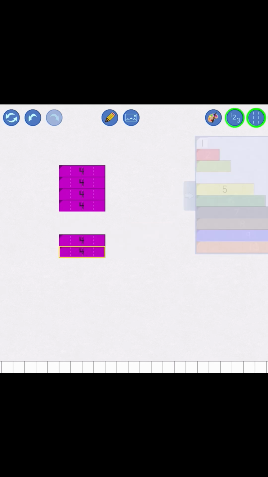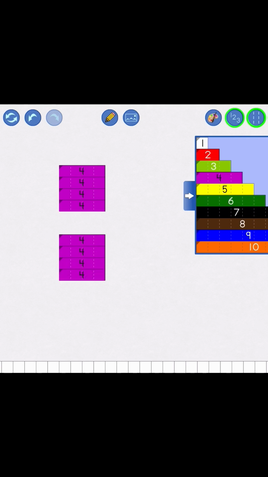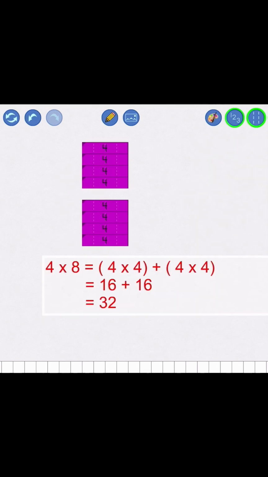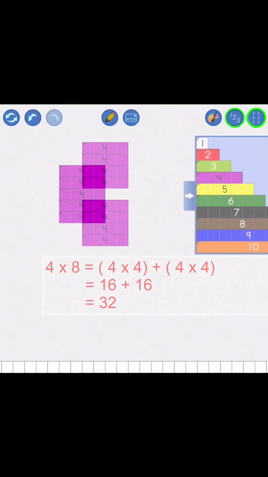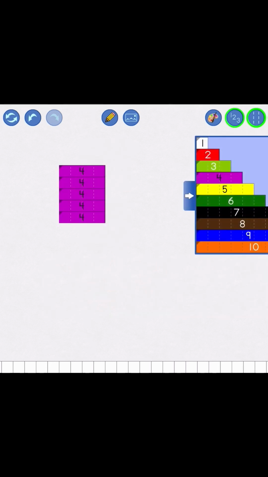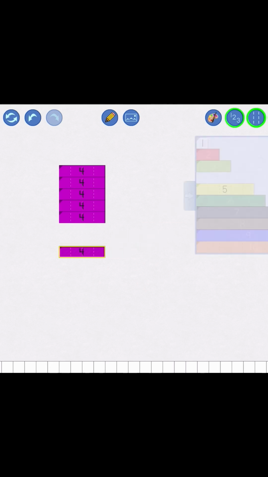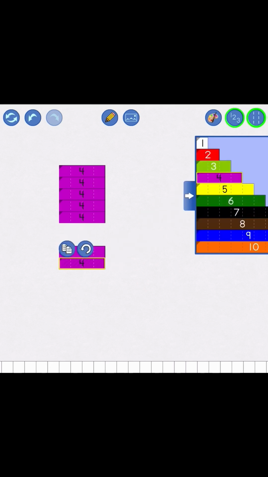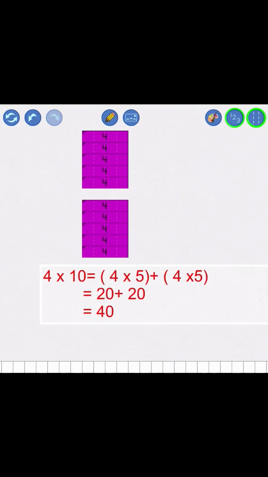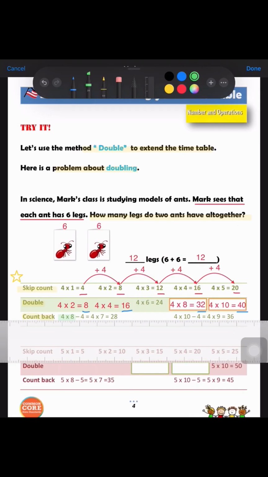And then we can also find 4 times 8 by doubling 4 times 4. 4 times 4 equals 16, so 4 times 8 equals 16 plus 16, which is 32. How about 4 times 10? Because 10 is the double of 5, we just need to double 4 times 5 to find 4 times 10. 4 times 5 is 20, so 4 times 10 equals 20 plus 20, which is 40.